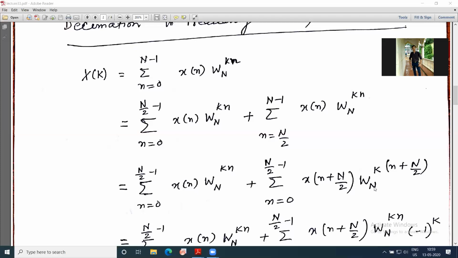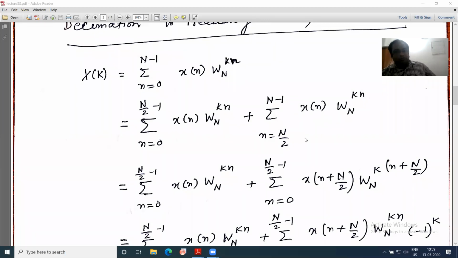Similarly, if I substitute N minus 1, that will be x of N minus 1 W_N^K into N minus 1. Let us suppose n equal to N by 2 minus 1, if you substitute, that will be x of N minus 1. So first term and last term remain same. Therefore, all individual terms in between will also remain same. Therefore, these two terms are identical. Okay. Now, what is the purpose of doing this?